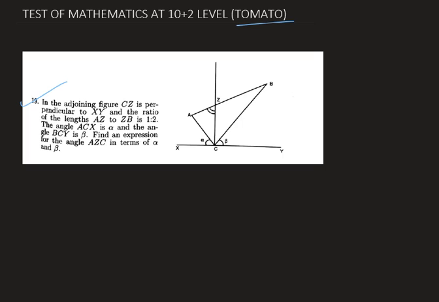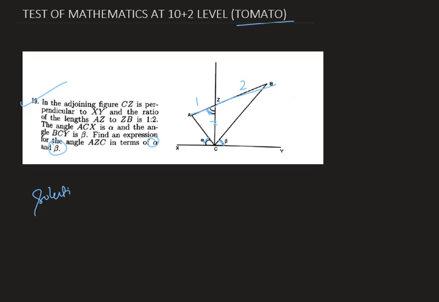We are given a figure, and in this adjoining figure we can see that CZ is perpendicular to XY. Therefore CZ is a perpendicular on XY, and the ratio of the lengths AZ to ZB is 1:2. The angle ACX is alpha and the angle BCY is beta. Now we have to find an expression for the angle AZC in terms of alpha and beta.